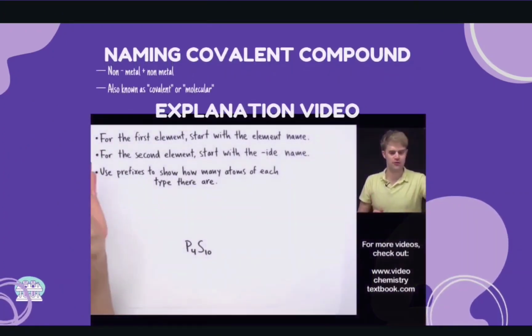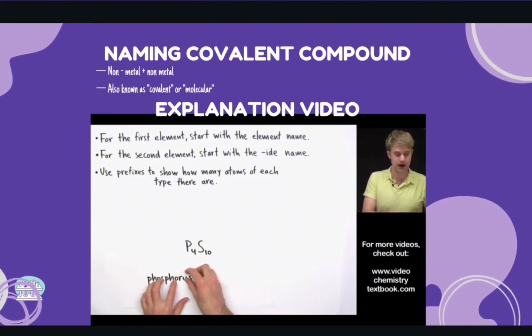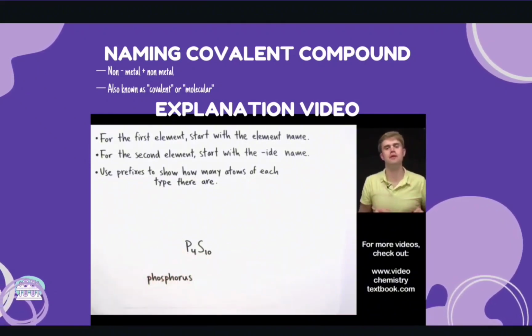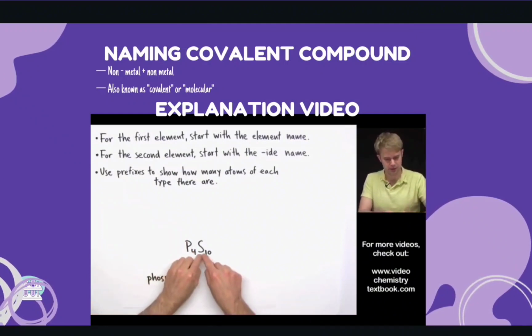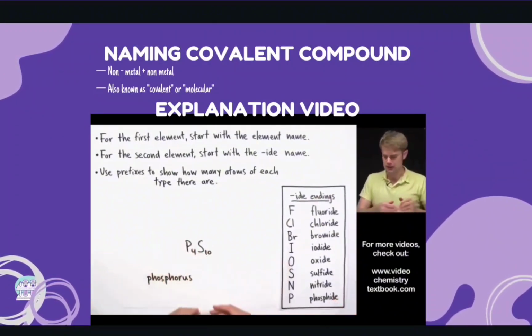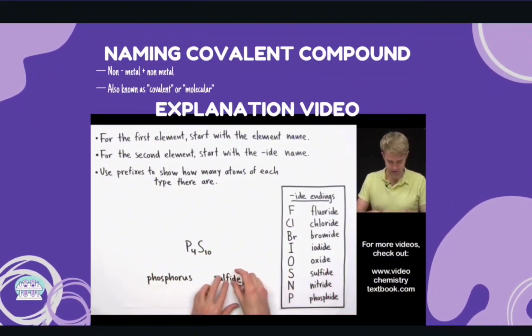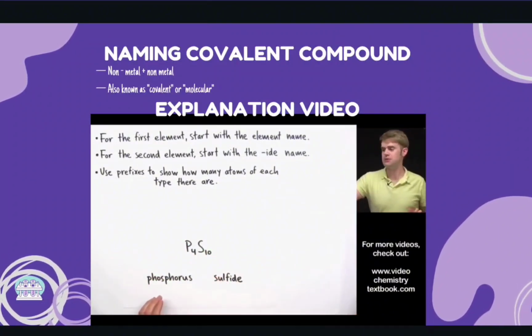P4S10. Okay, for the first element, we'll start with the element name. P is phosphorus. If you didn't know that, you could look it up on the periodic table. For the second element, that's S here, start with the IDE name. So S is sulfur, and its IDE name is sulfide. Okay, so those are the two names.